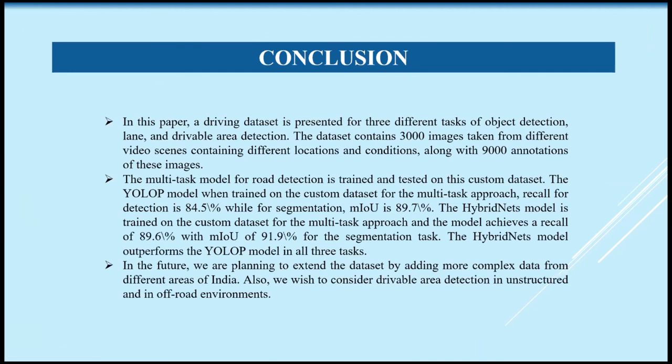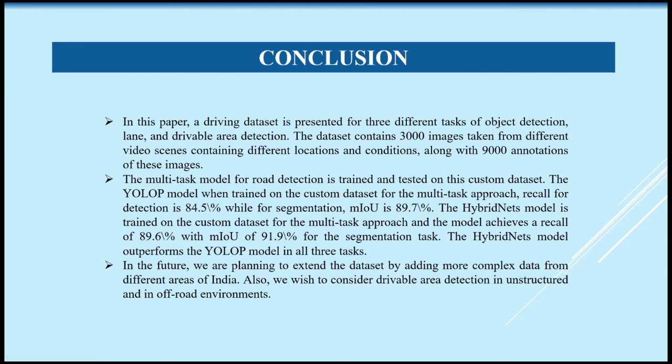So to conclude, we have created the dataset for Indian driving, and we have 3,000 images in this dataset. We have performed 3 tasks of object detection, drivable area segmentation, and lane detection. For all the 3 tasks, we have created annotations for these 3,000 images manually, and therefore there are 9,000 annotation files. Also, we used the multitasking models to train and test this custom dataset to evaluate its performance.